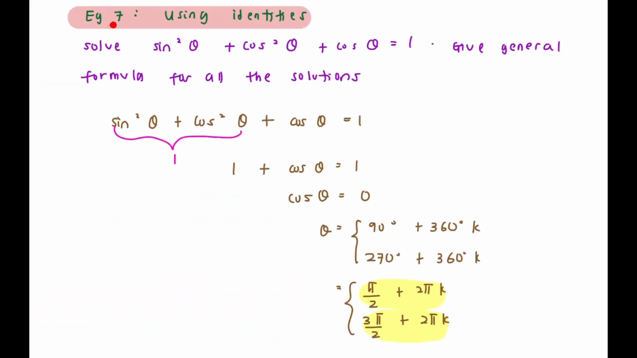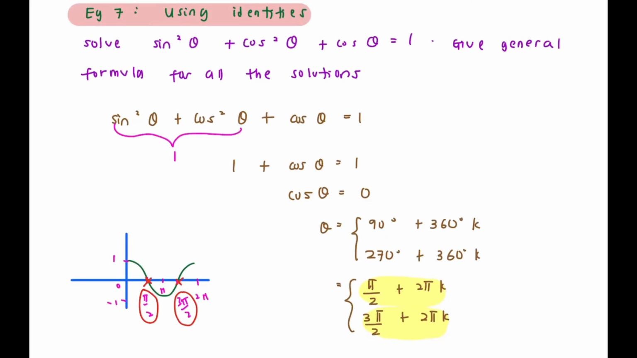Now let's proceed with example 7 using identities. So this is your trigonometric equation right now. Now let's open up sine squared plus cos squared. This is equal to 1. And now we have 1 plus cos theta equal to 1. Now let's solve for cos theta. Bring 1 over here. So cos theta is equal to 0.